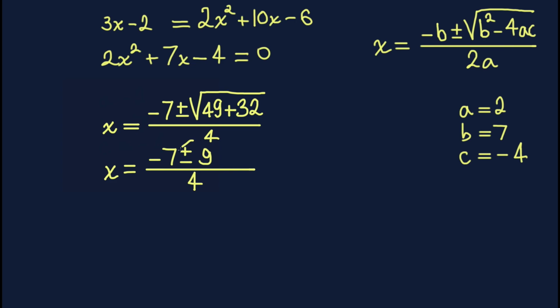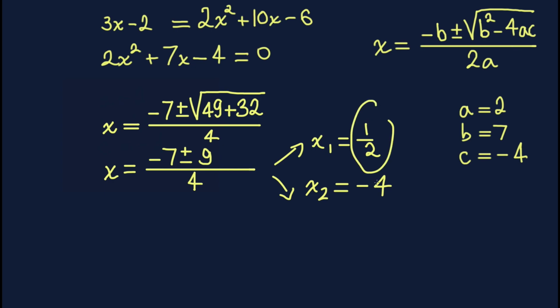And doing one time plus and one time minus for 9, we'll end up with two values for x. Minus 7 plus 9 is 2. 2 divided by 4 is going to be 1/2. And if we do minus 7 minus 9, we have minus 16. And divided by 4 gives us a minus 4. So these are the two values that make this equation true.